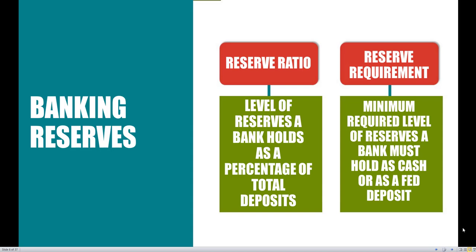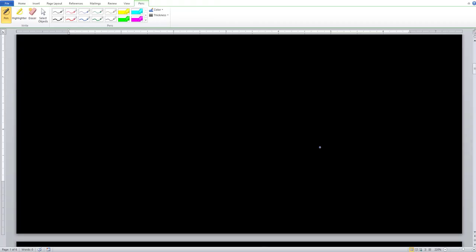In this section, we are interested in taking a look at three particular banking variables: the reserve ratio, the reserve requirement, or the required reserve ratio, and excess reserves. So let's go ahead and take a look at each one of these a little bit more in detail and the formula that's going to be attached to them.